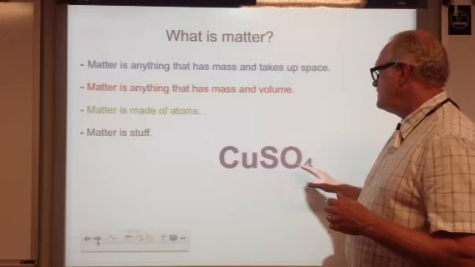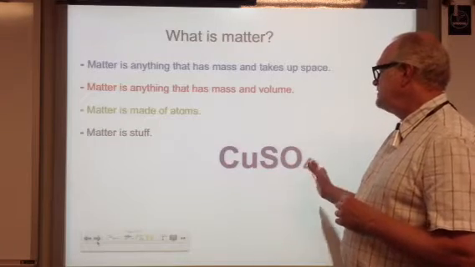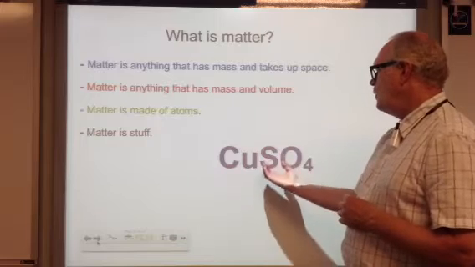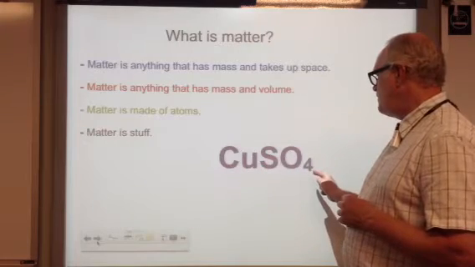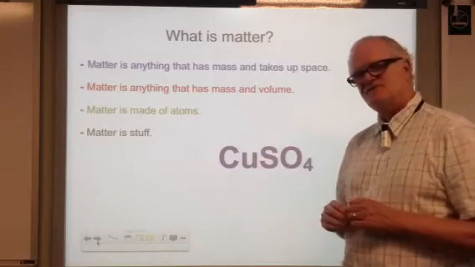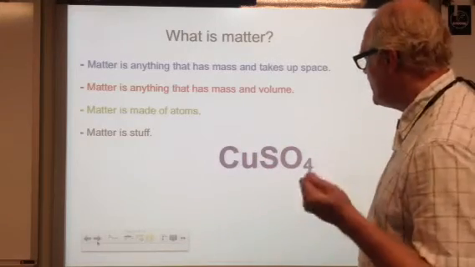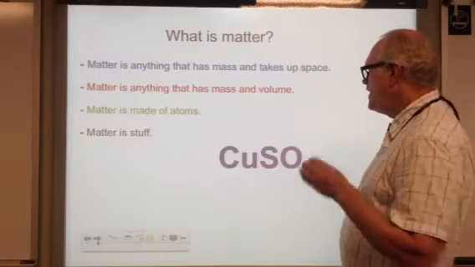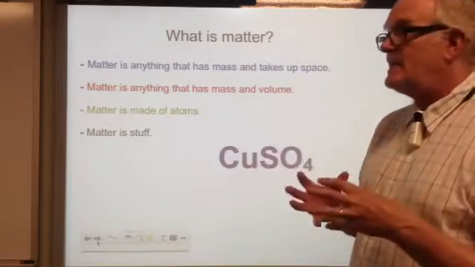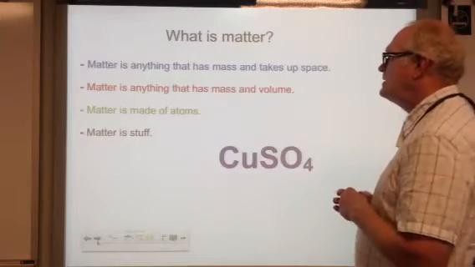So this formula, the way it's written right here, is telling us that we have a compound that consists of one atom of copper, one atom of sulfur, and 4 atoms of oxygen. Cu stands for copper, S for sulfur, O for oxygen. So this formula is telling us something about atoms that are combined to make a compound.